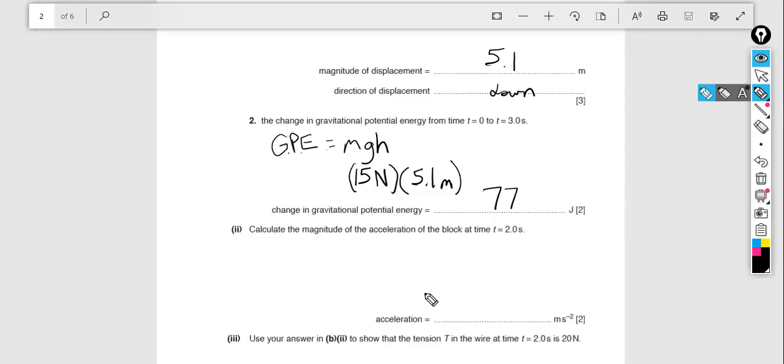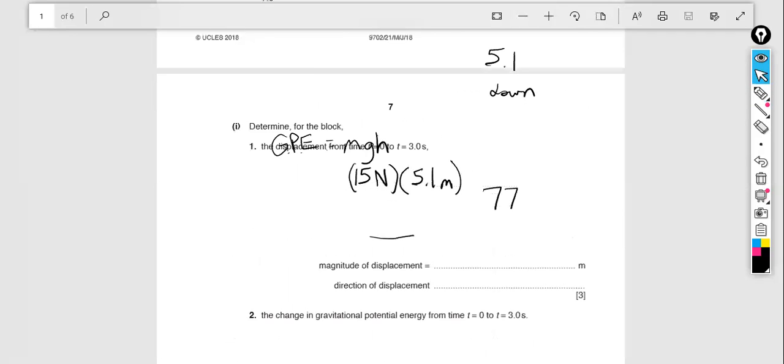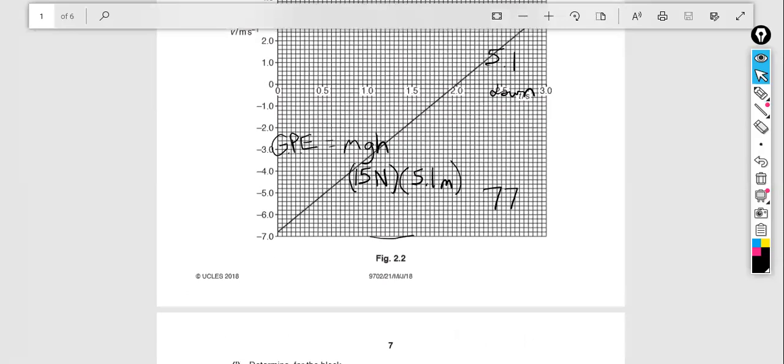All right, and then it says calculate the magnitude of the acceleration of the block at time t equals 0. The acceleration is going to be the slope of that velocity-time graph, okay? And I recall that it had an initial velocity of negative 6.8 and then a final velocity of positive 3.4, and that happened over a time of, I think, 3 total seconds. So that's one way to calculate it. But is it the easiest way to calculate it?